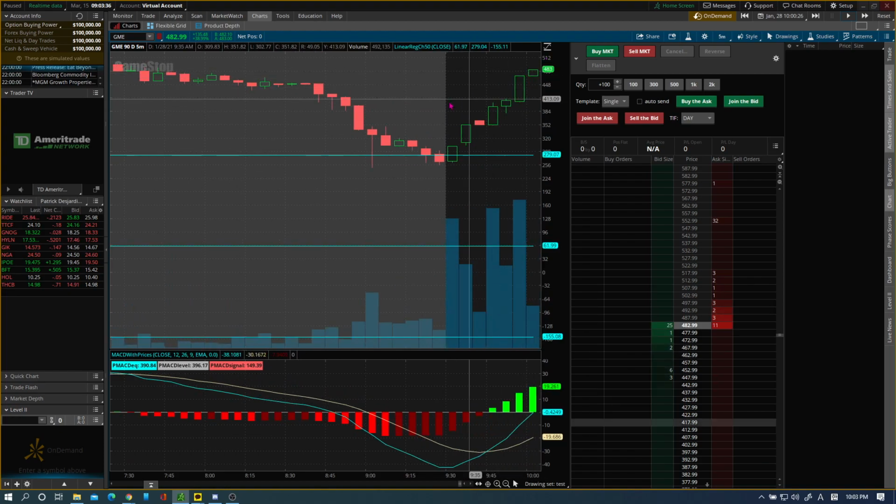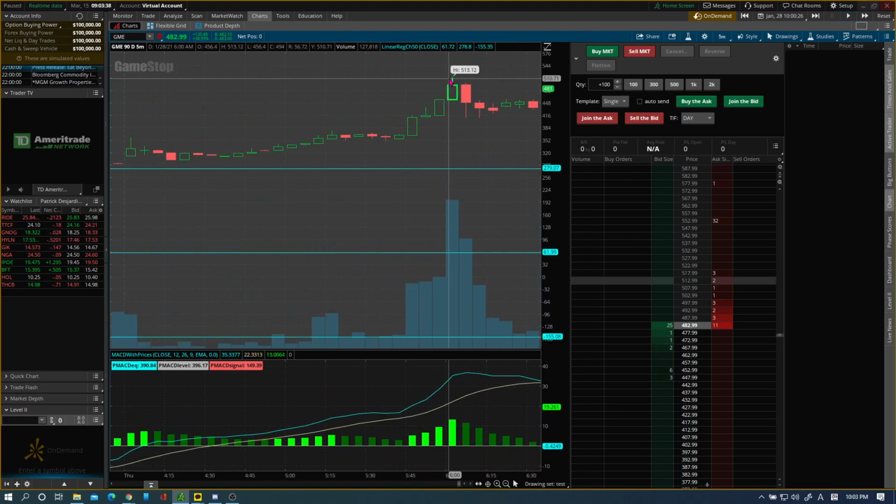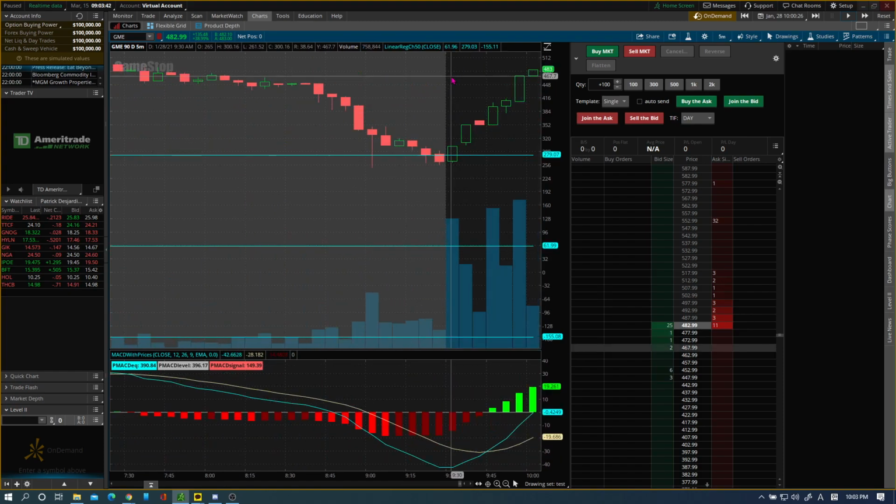Notice that the scaling changes, right? Here it's 513. When we scroll forward, the auto scaling takes effect. Anyway, so these are candles. These are 5-minute candles. Okay. So this is 5 minutes, this is 5 minutes, and so on.